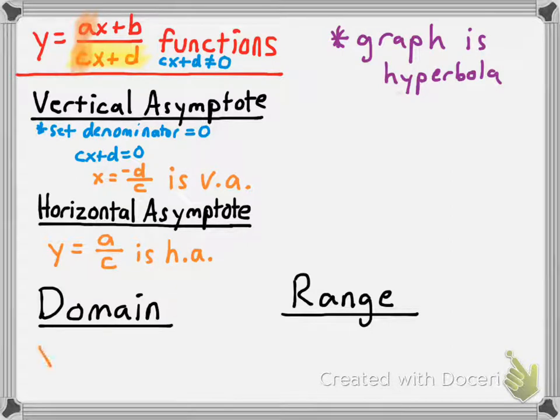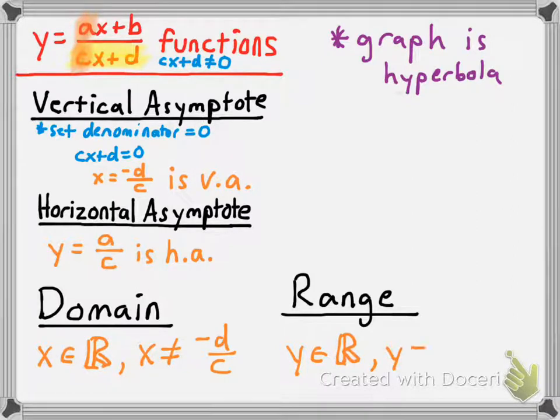We could say that the domain for this kind of function would be x is an element of the real numbers. It could be any real number, except it can't be the vertical asymptote, negative d over c. And similarly, it would be possible to get any output value except for that ratio of a over c. And so we can say the range is y can be any real number, it just can't be whatever a over c is.